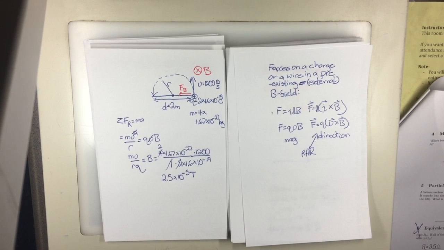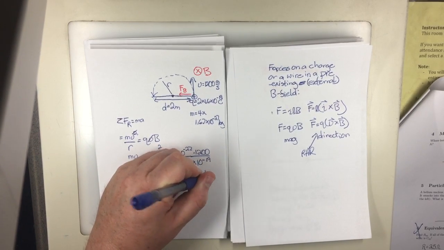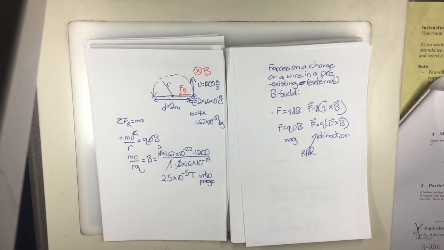And if we're really going to go with a value, I would accept 2.5 times 10 to the negative 5 into the page, because I specifically say magnitude and direction. In the old days, I just said, well, what's the B field? And everyone was freaking out. Should I put a positive or a negative? Should I say into, out of? This is why I say magnitude and direction.